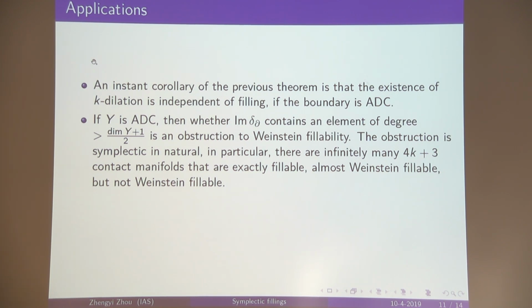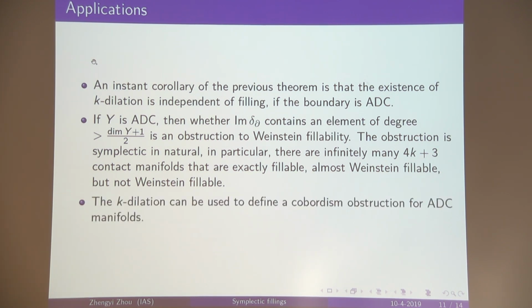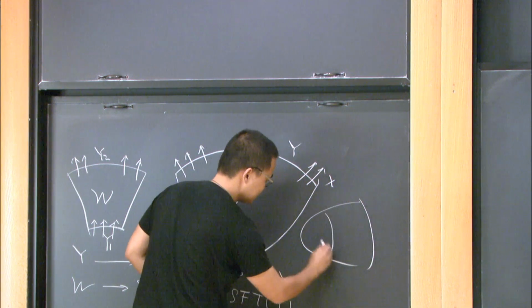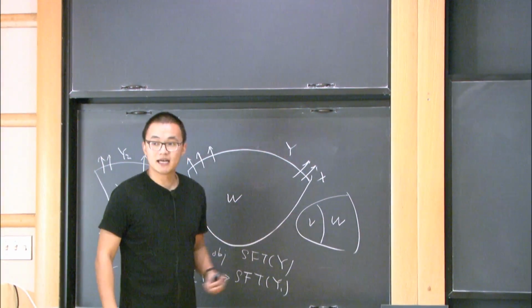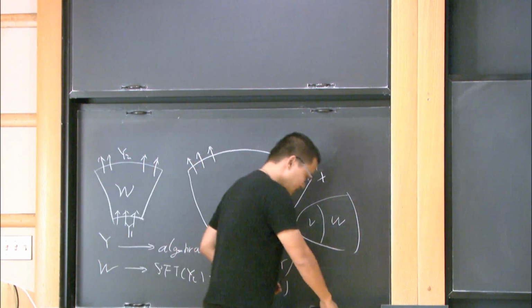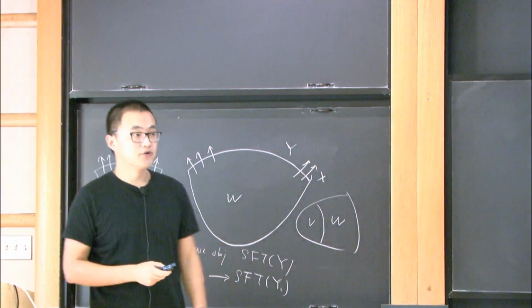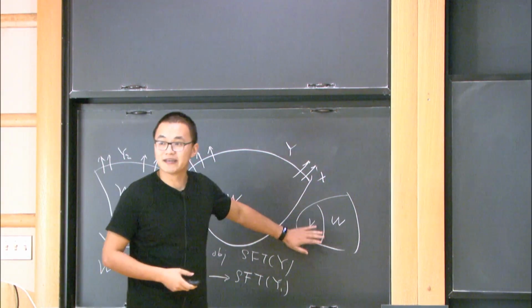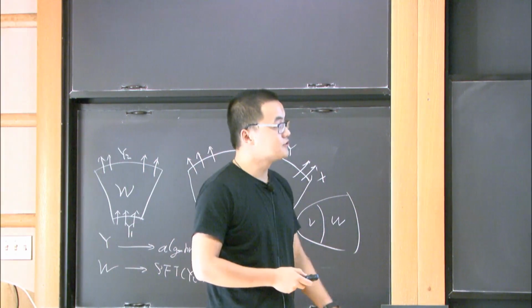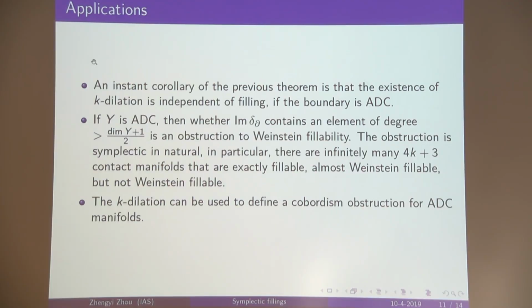Okay. And another thing is this K dilation is actually a hierarchy. If you have K dilation, it automatically has K plus 1 dilation. And if you have an embedding like this, if the outside one has a K dilation, the inside one must have a K dilation. So this can be used to understand this category of cobordisms when the boundary is ADC, because the boundary ADC means I can forget about the filling. Okay, so they can be used to define cobordism obstructions for ADC manifolds.